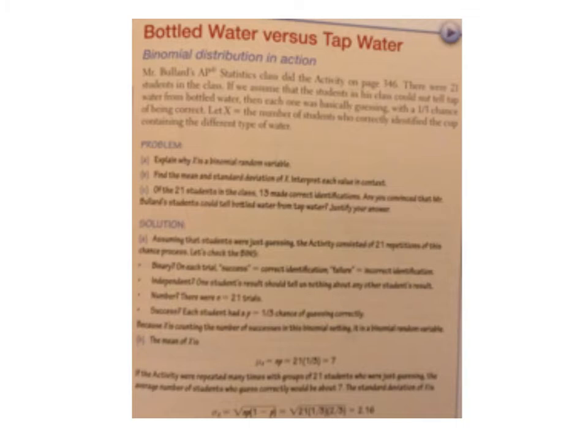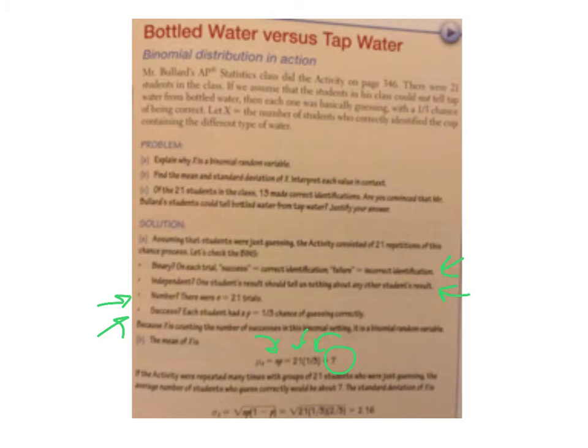So let's look at parts A and B first. Again, I need to meet the BINS criteria to prove that it's a binomial random variable. I have success versus failure, correct identification versus incorrect. One student shouldn't tell us anything about the next student. I had 21 trials, so a set number of trials, and they all had the same probability of success, a 1/3 chance. If I am calculating the mean of this, I can just use n times p. I had 21 trials times the probability of 1/3, which gives me a mean or expected value of 7.